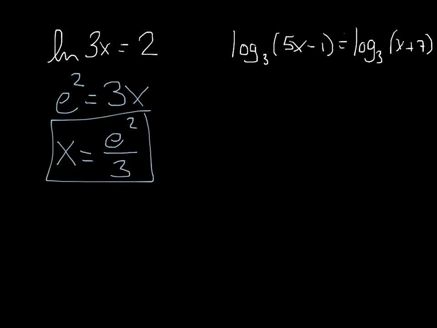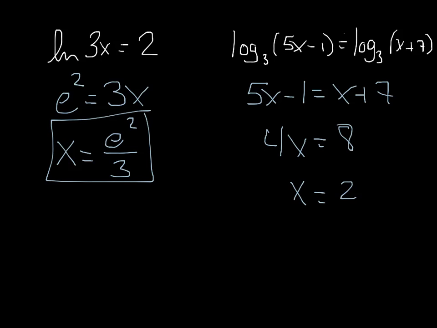This next one, I'm going to use the one-to-one property, knowing that I have to have 5x minus 1 equals x plus 7. Just solving this equation, 4x must equal 8, or x equals 2.